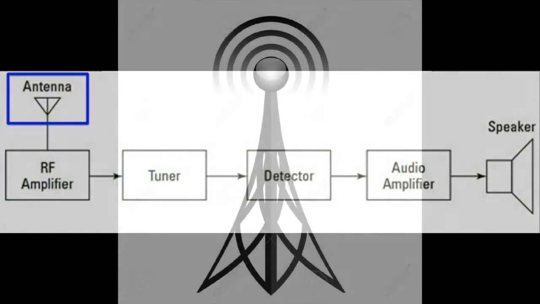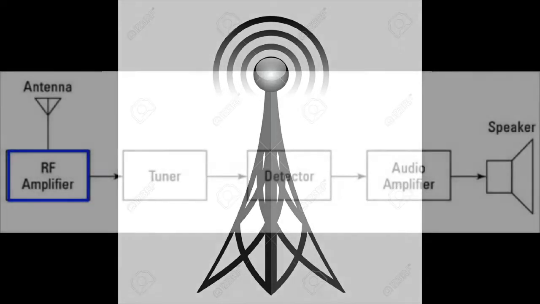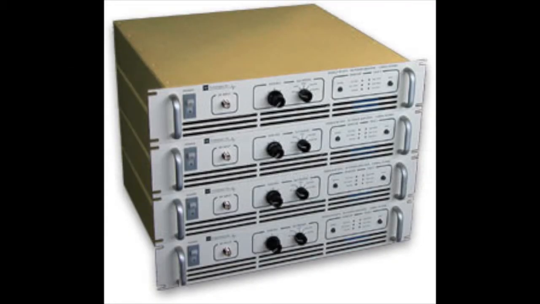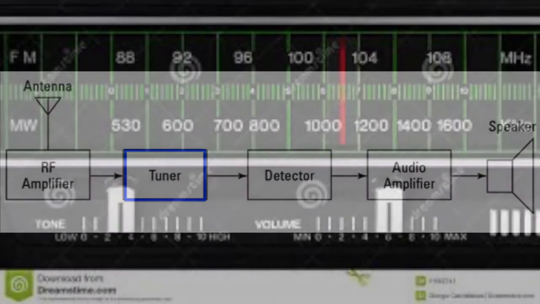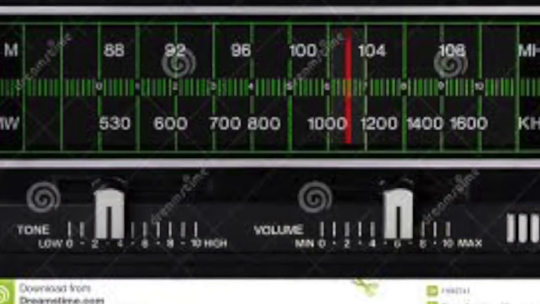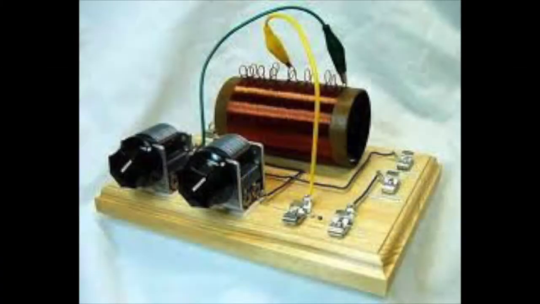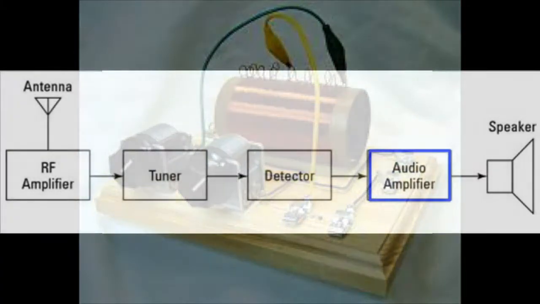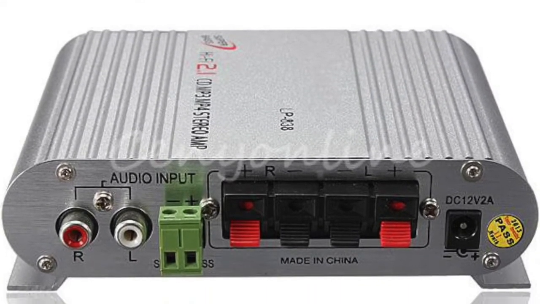The antenna begins the process by capturing the radio waves. The waves are passed through to the radio frequency amplifier, which magnifies the weak signal. The tuner extracts the radio waves that are vibrating at the desired frequency. These waves are passed to the detector, which separates and sends the audio information to the audio amplifier. The audio amplifier boosts the weak signal to be played through the speaker.